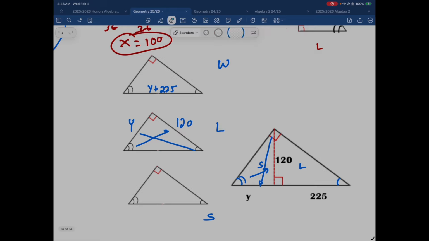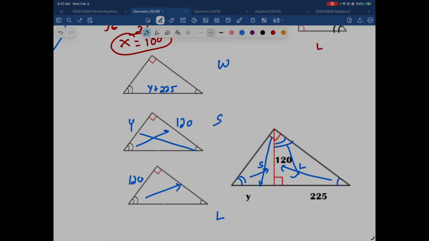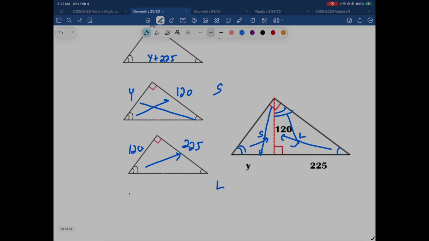Oops, I made this one the small. Sorry, this one's the small. This one's going to be the large. I don't know why I did that originally, but whatever, I did. In our large one, which is right here, the side opposite the 1 I know for sure is 120. My right angle is nothing. The side opposite the 2, because I could just put a 2 there, the side opposite that is 225. So we've got our setup.